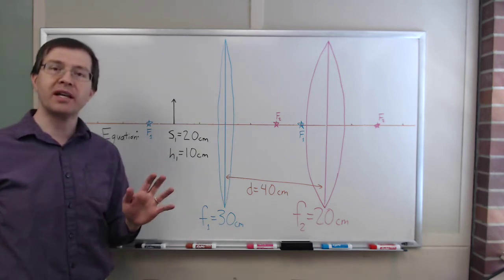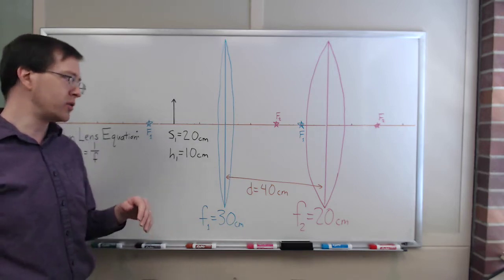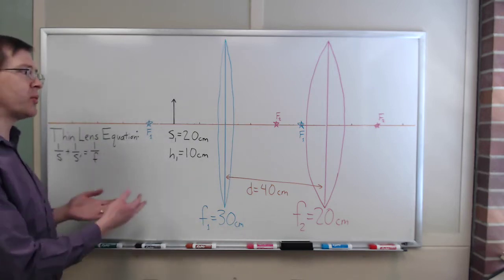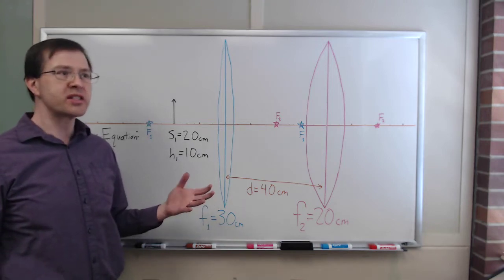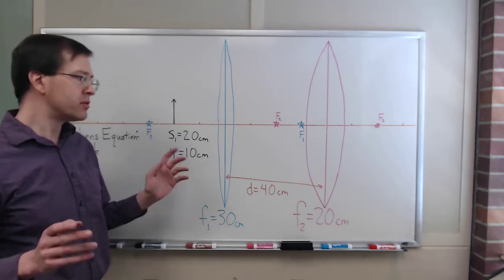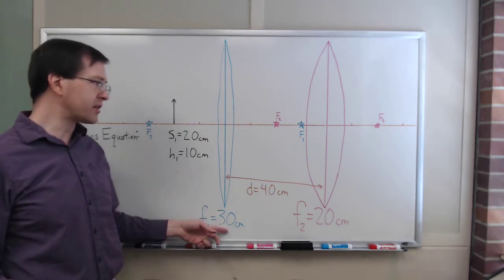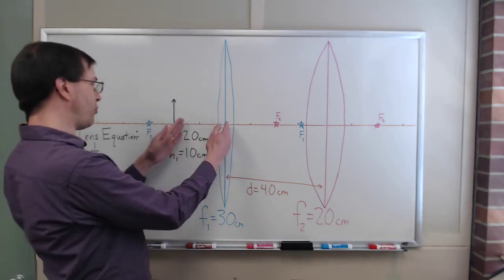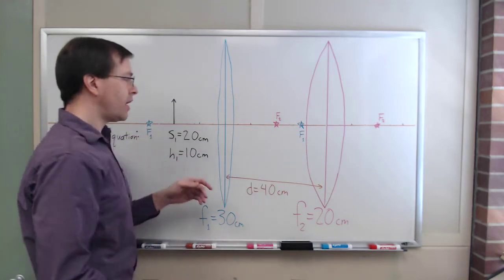Oh, and I should say, we're making the assumption that these are idealized thin lenses, so we're going to use the thin lens equation. We do this analytically. We're going to use geometric optics principal ray tracing, which doesn't really work for realistic lenses, but does a decent job. So again, we're going to assume that the first lens has a focal length of 30 centimeters, so a focal point 30 centimeters to the left and its other focal point 30 centimeters to the right of the central plane of the lens.